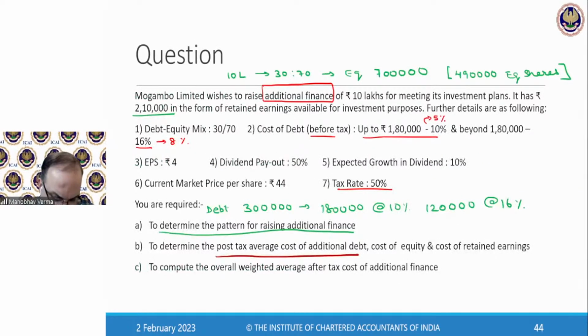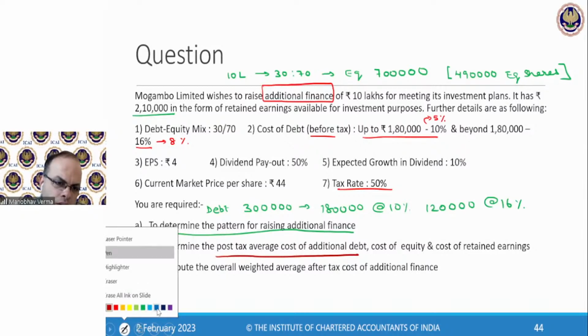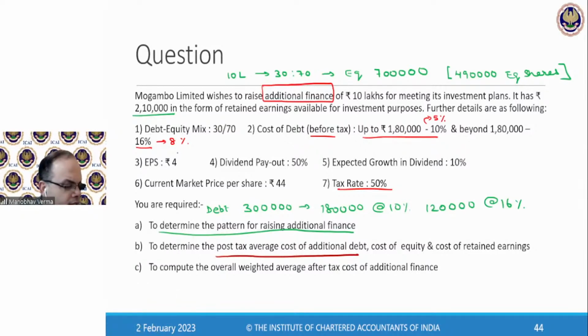Now, they have also given to us earnings per share as 4 and dividend payout is 50%. That means D0 is 2 and growth rate is 10%. So that means D1 is 2 into 1.1, 2.2.